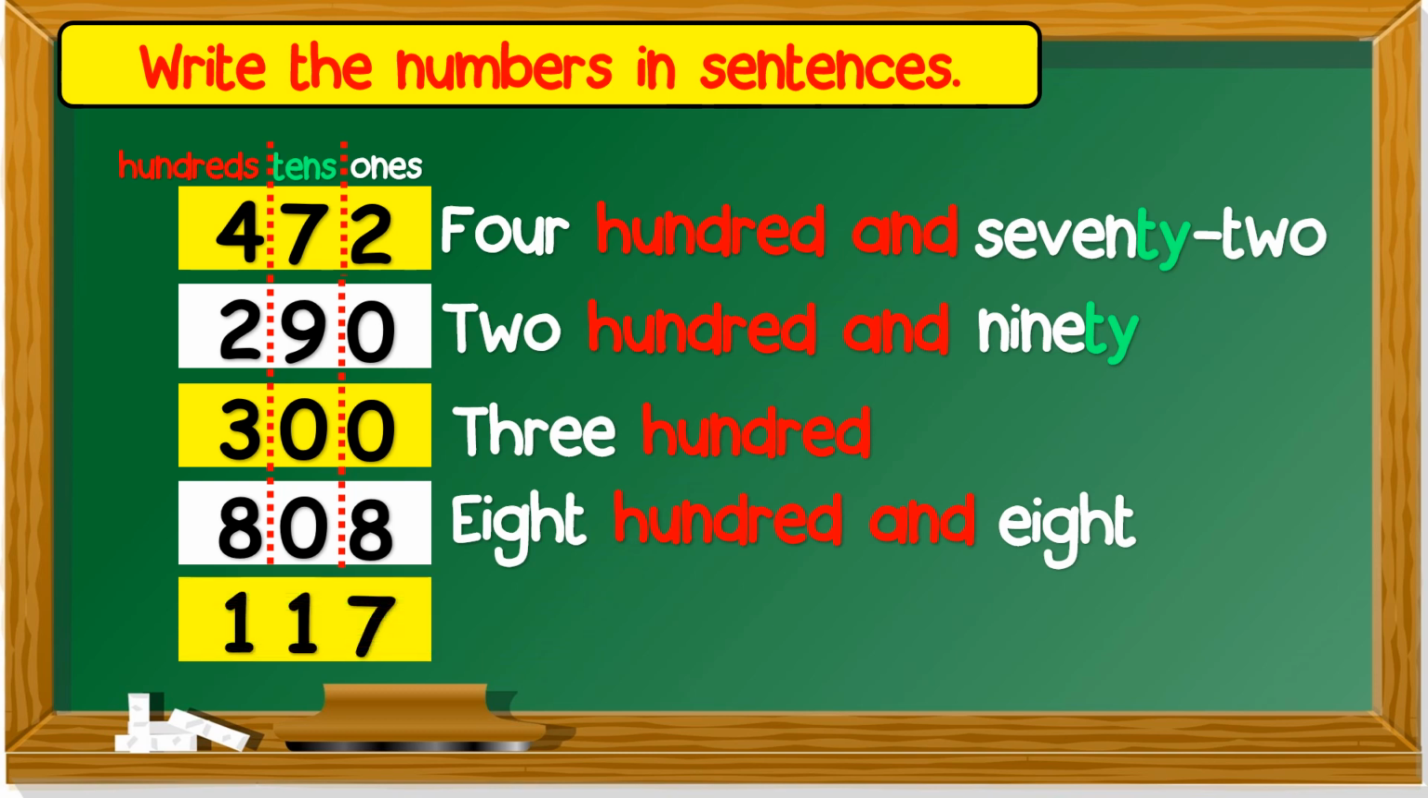Last example, 117. Hundreds, you have 1. So you write 100. Tens, 1. Remember, 10 you use 10. So 17 is 17. The answer is 117.